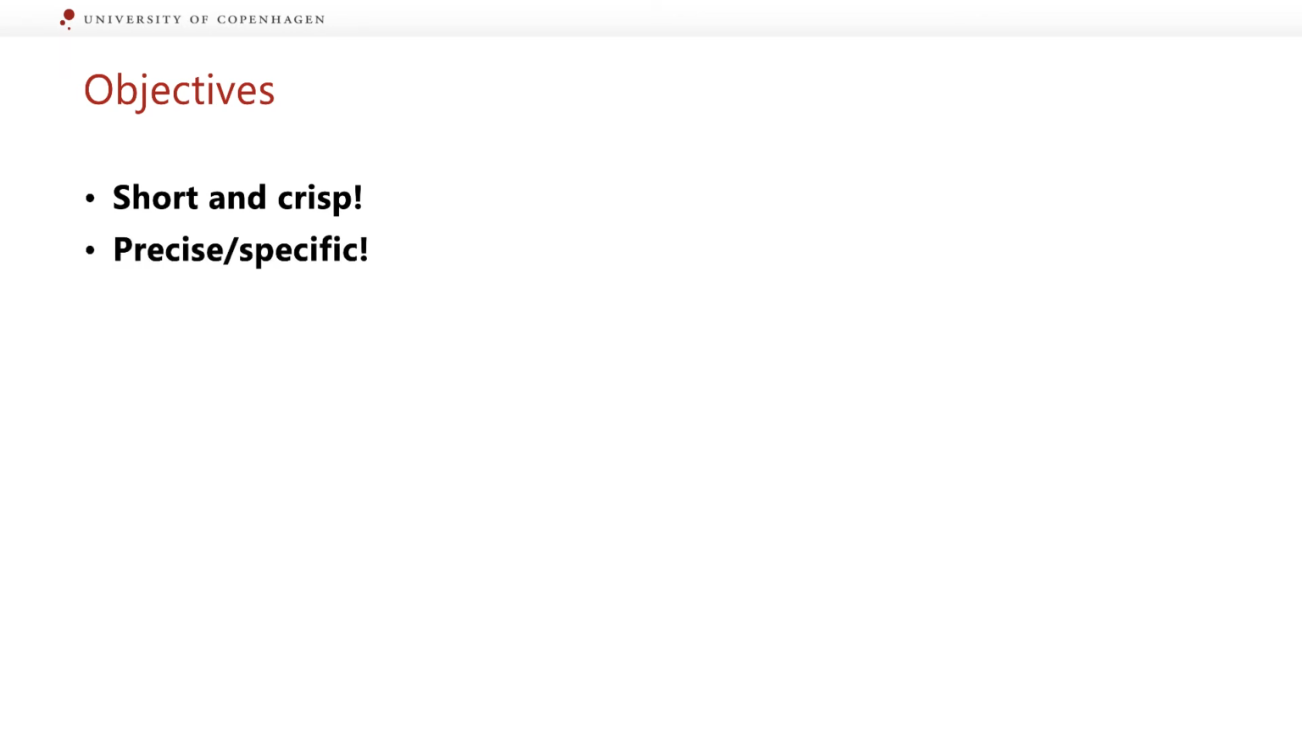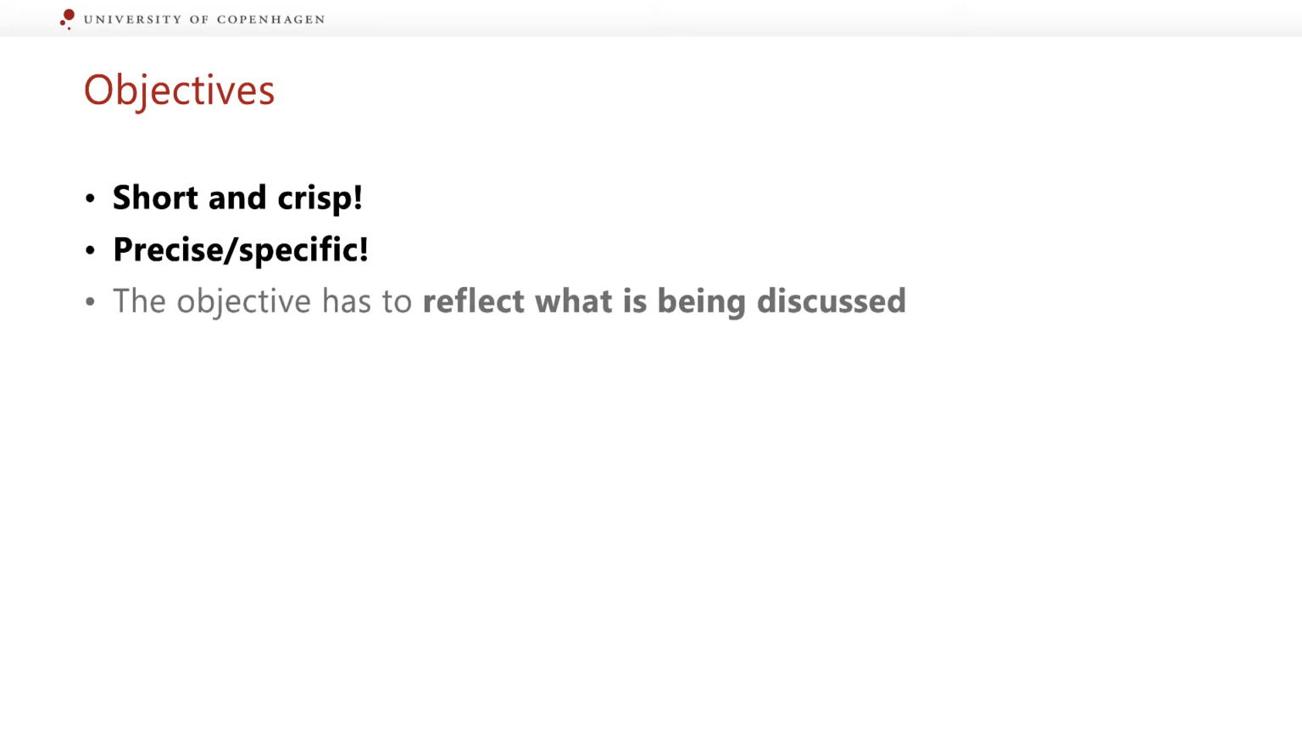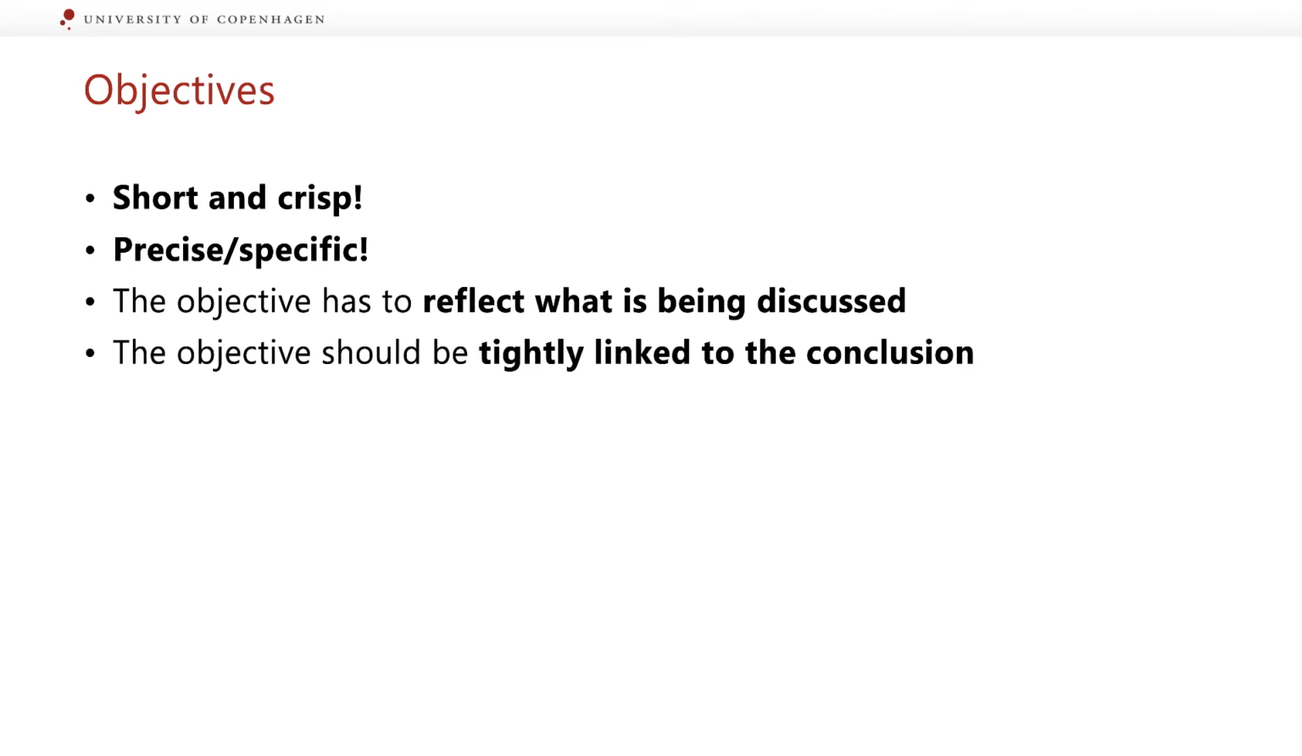It should also be very precise and very specific, so that you're not in any way in doubt as to what is actually being investigated. The objective has to reflect what is being discussed later in the paper. That is quite important, that your objective is also what you are discussing later on. And also remember that the objective should be tightly linked to the conclusion. Otherwise, it really makes no sense.